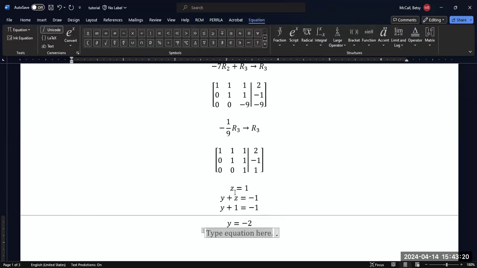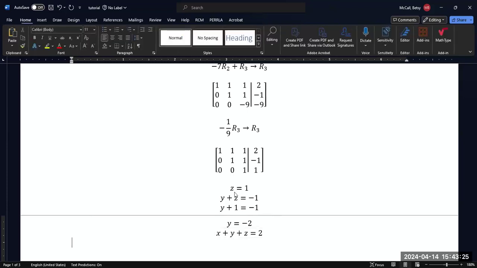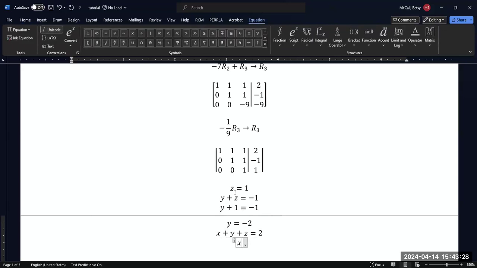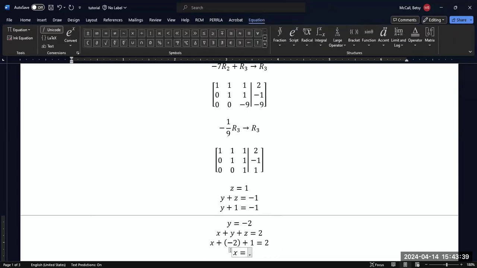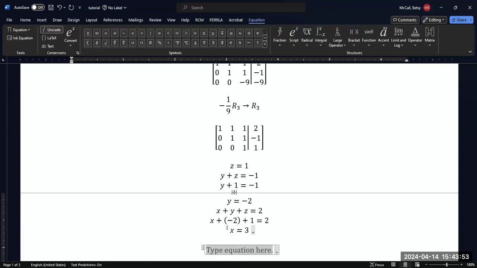And then my top equation is x plus y plus z is equal to 2. And so if I plug in the y and the z that I found, I can solve for x, and that gives me x minus 1 equals 2. Add 1 to both sides, I get x is equal to 3. So then my solution is 3, -2, 1.